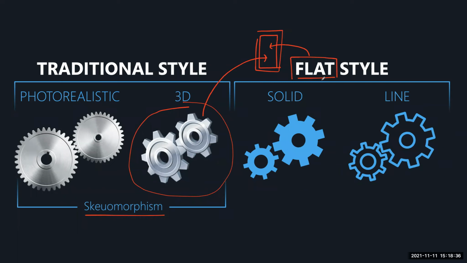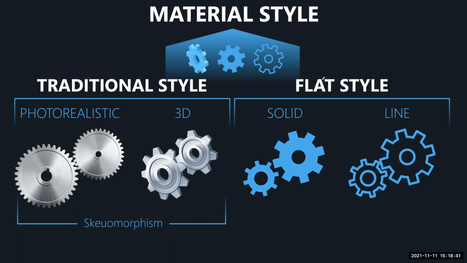That was okay for a while, but people said, you know what? I want a different style. I want to be able to sometimes use a little bit of skeuomorphism. And in 2016, Google came up with something called the material style. Here's why I'm telling you this.